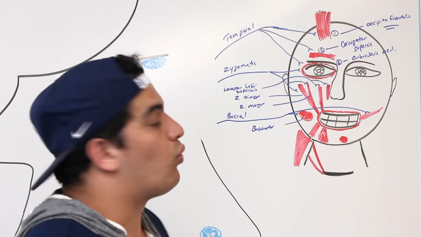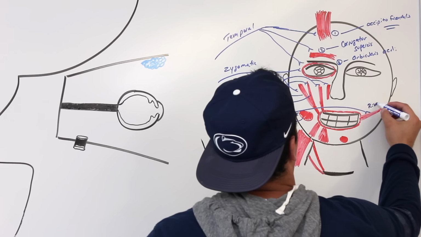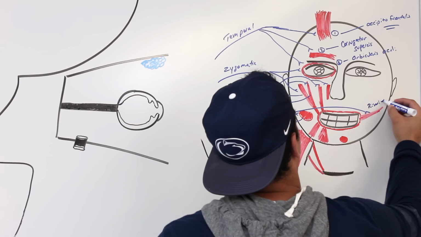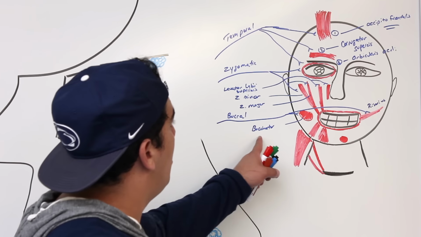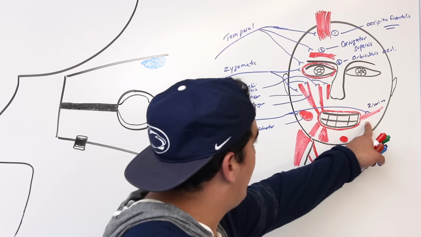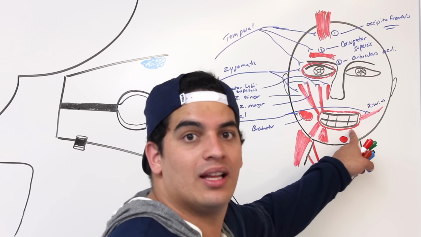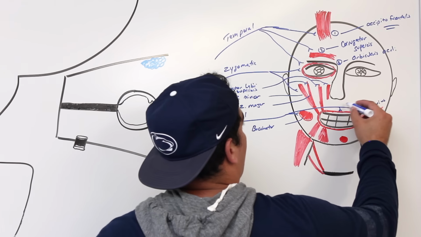This is called the risorius. So it's even going to supply the risorius. And what else are we going to have here? We'll have the buccinator, we'll have the risorius. What else would you have in this area? You can even have the orbicularis oris. So it can even give branches to the orbicularis.